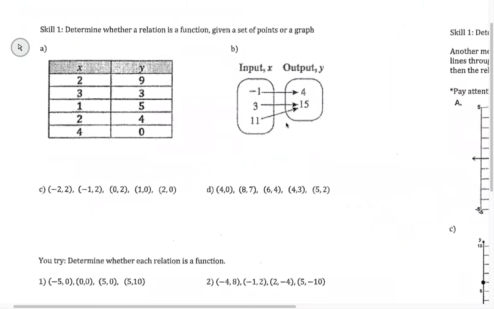All right, so these just ask you to determine whether the relation is a function or not. So what I'm going to have you guys do is I'm going to stop this and I'm going to have you guys work on these on your own.